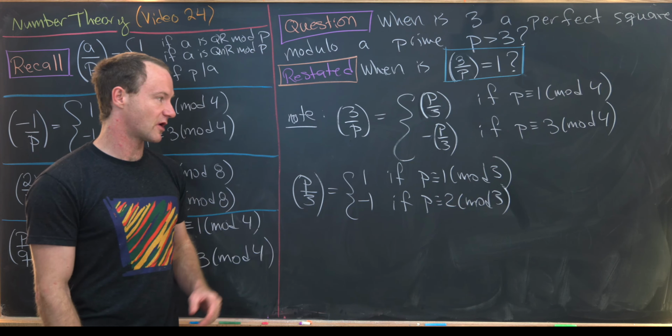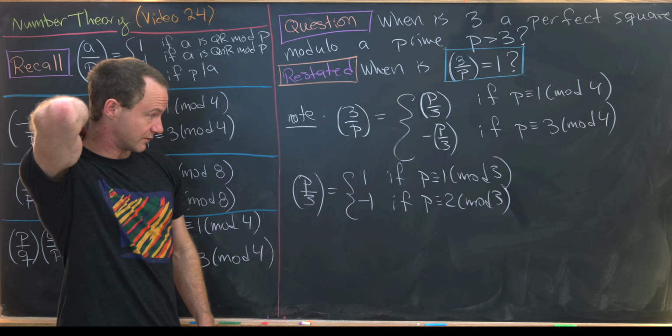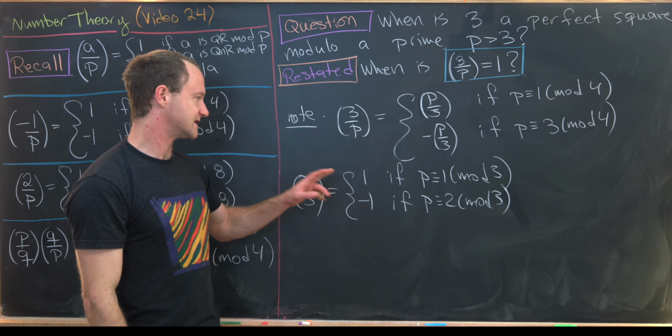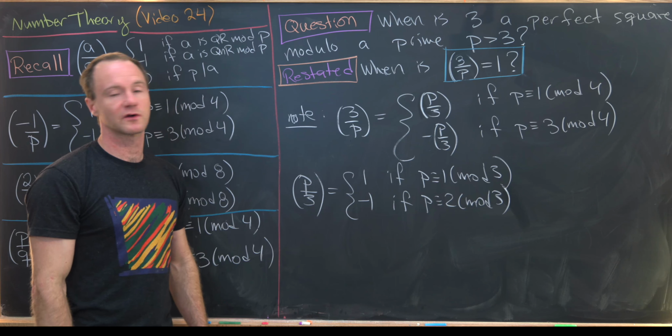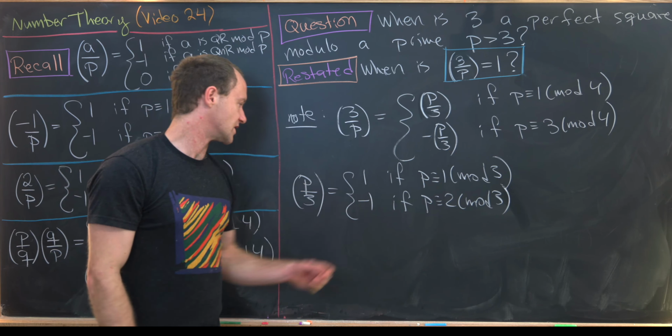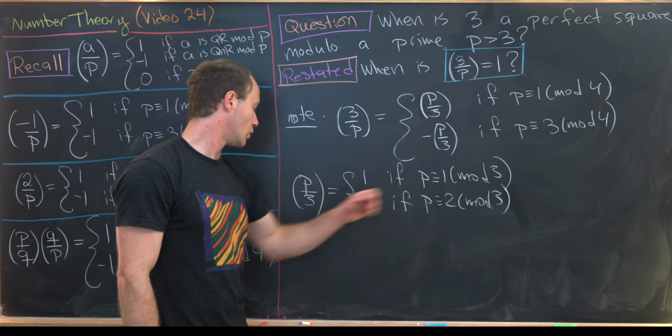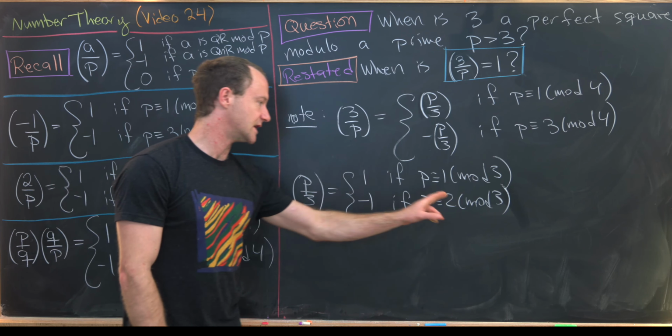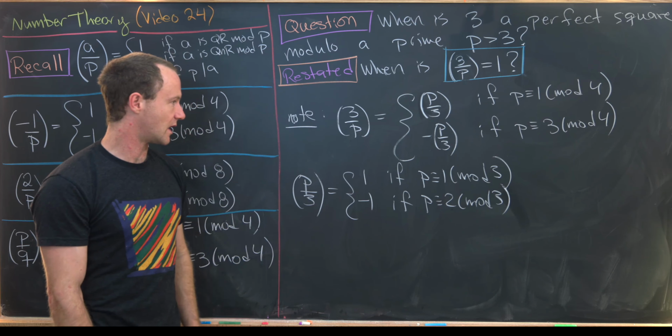Notice since p is prime, it cannot be 0 mod 3. But then just by a quick calculation, it's obvious that 1 is the only perfect square modulo 3. And so that means you only get a 1 here if p is 1 mod 3. Again, 2 is not a perfect square mod 3.